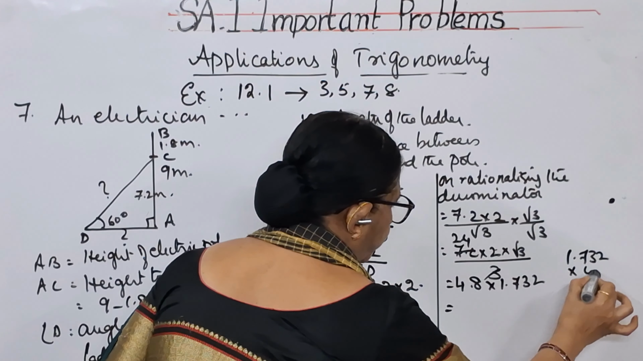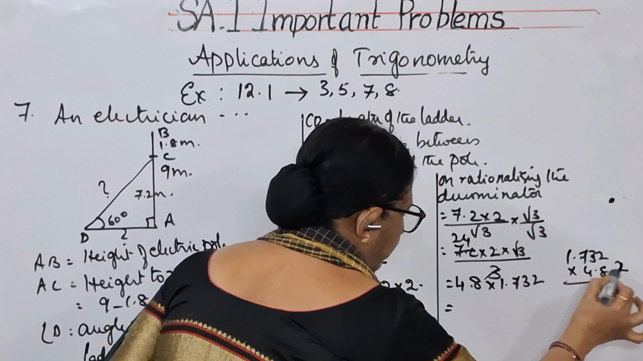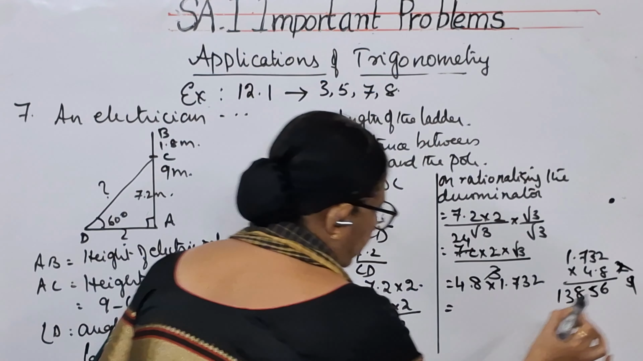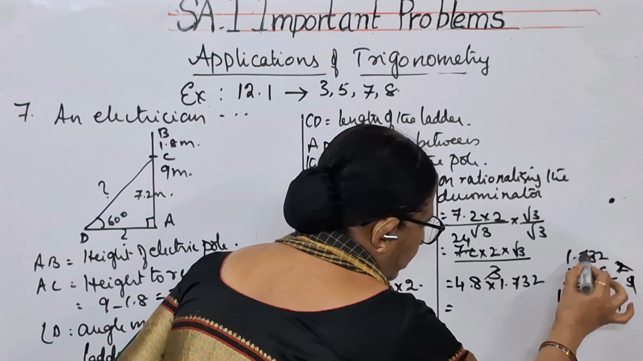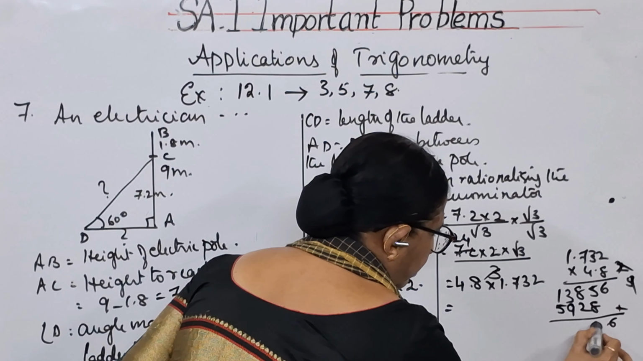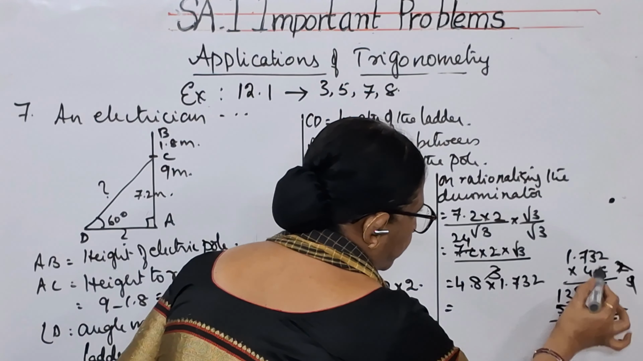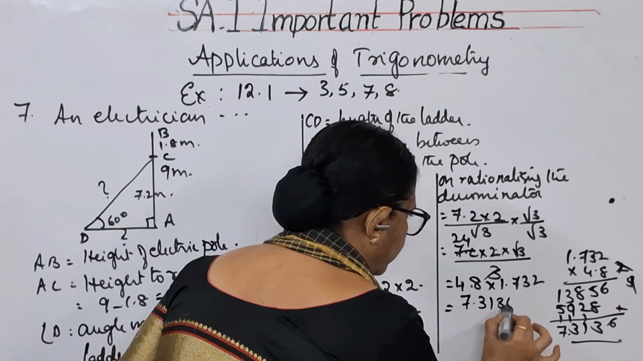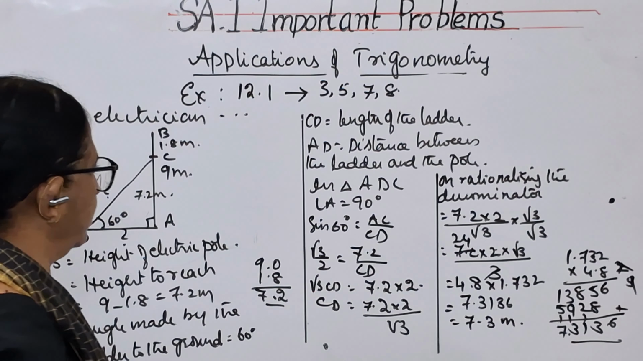1.732 into 4.8. 8 2s are 16, 24 1 25, 56, 57, 58, 8 1s are 8, 5, 30. Then 4 2s are 8, 4 3s are 12, 28 1 21, 4 1s are 4 1 5. So I'll get 6, 13, 11, 37. So 1 2 3 4, 1 2 3 4, that is 7.3136. That means 7.3 meters is, what is that?